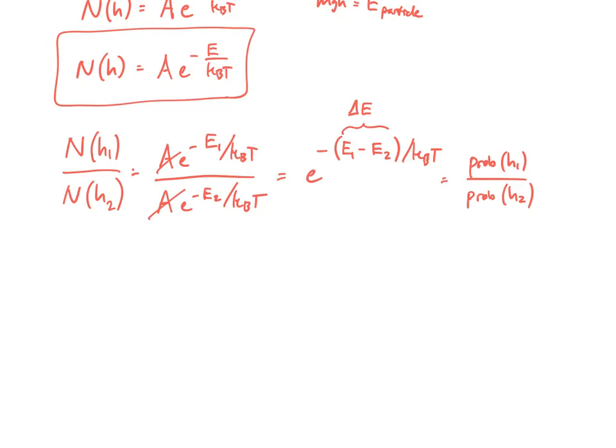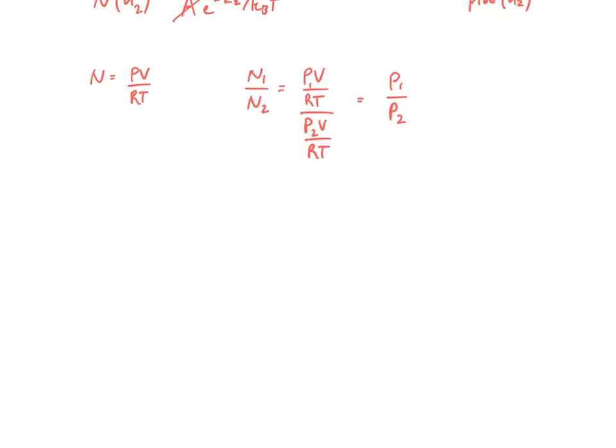I'd also like to point out that the ideal gas law says that N equals PV over RT. So if I've got N1 divided by N2, then that just equals P1V over P2V. If you've got two systems of equal temperatures and equal volumes, the only difference might be the pressure, like for instance in an atmosphere, then this just becomes P1 over P2. So the Boltzmann distribution also describes differences in pressure at various altitudes.